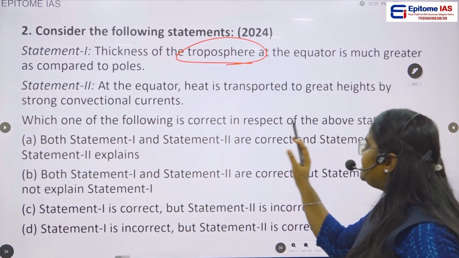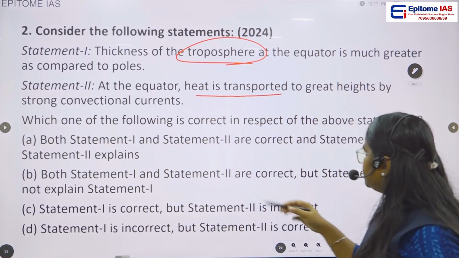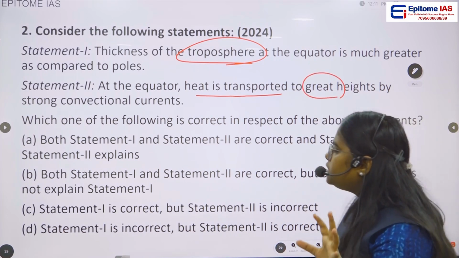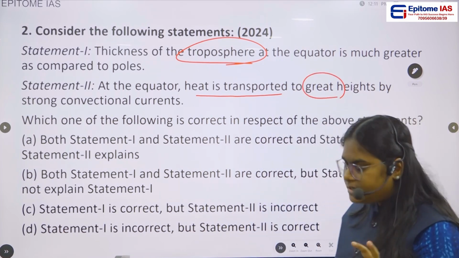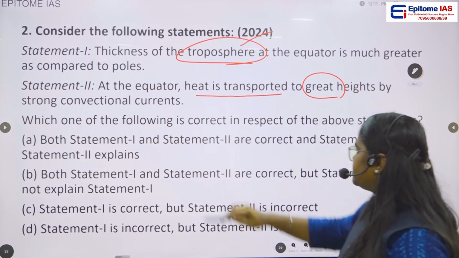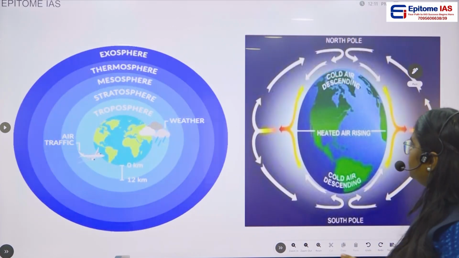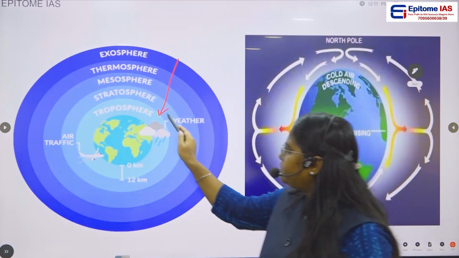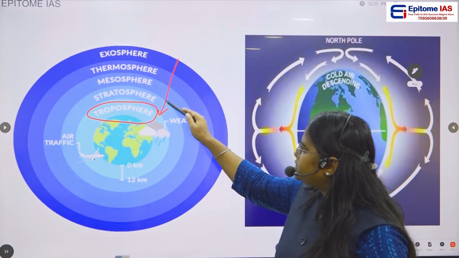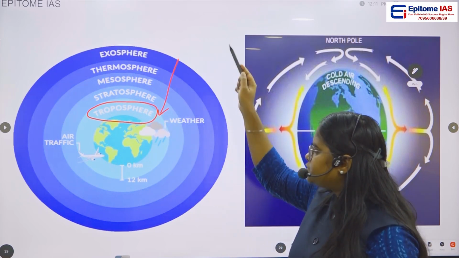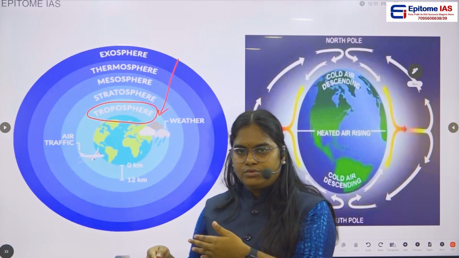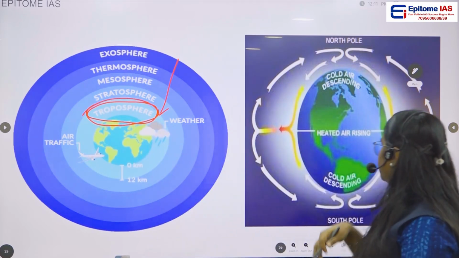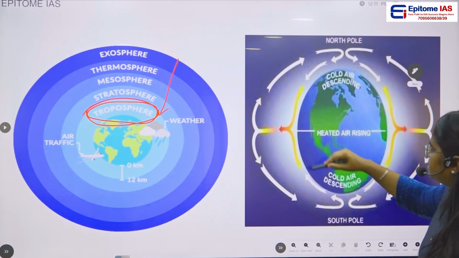Statement 2, at the equator, heat is transported to great heights by strong convectional currents. Okay, they are talking about the thickness of the troposphere here. So if you see here, yes, this is the layers of the atmosphere. We have troposphere here, then we have stratosphere, mesosphere, thermosphere, exosphere. You might know this. Okay, so we are talking about the troposphere. So this is the layer of the troposphere, this is the Earth's surface.